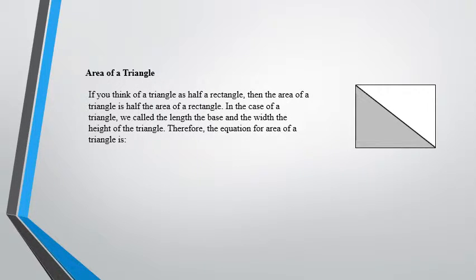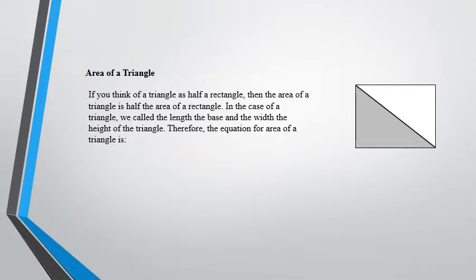The next shape we're going to look at is area of a triangle. If you think of a triangle as half of a rectangle, so if you look at the gray part of the rectangle off to the side, you can see that it's a triangle that is perfectly half of a rectangle. Then the area of a triangle is half the area of a rectangle. Since the area of a rectangle is length times width, it would be half the length times the width for a triangle.